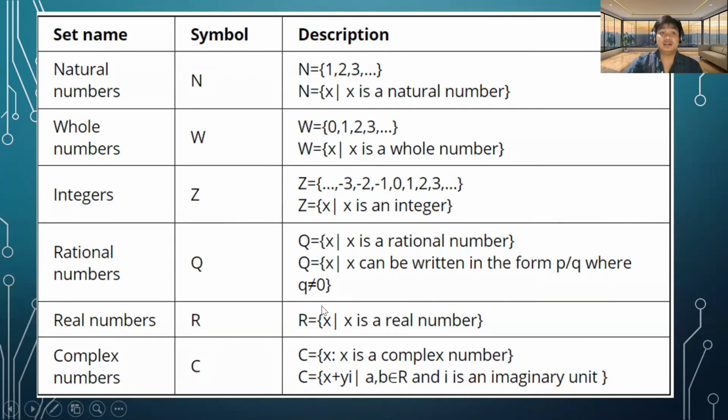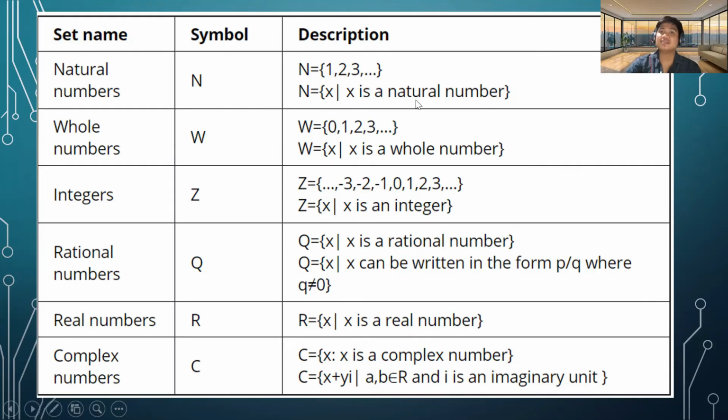So in our study of math, I know you have encountered these sets of numbers. So here are the common sets of numbers that we usually encounter. We have natural numbers. The symbol of natural numbers is N, and the natural numbers are 1, 2, 3, 4, and so on. This is the roster method, and this is its set builder notation.